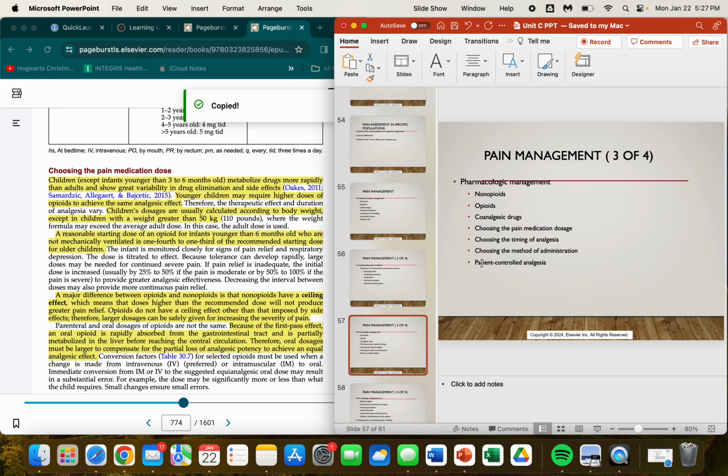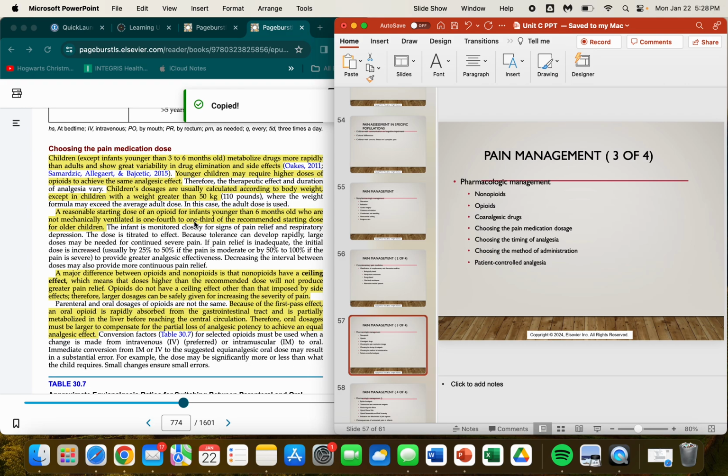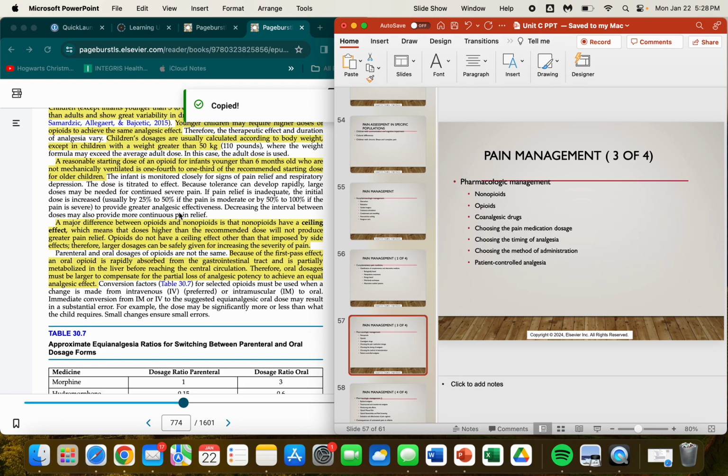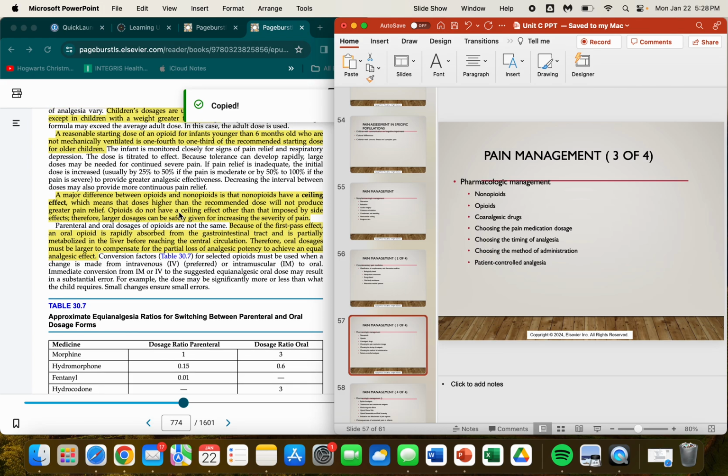Your slides and book talk a little about choosing the appropriate dose. Children, except for infants younger than 3 to 6 months, metabolize drugs more rapidly than adults, and they show more variability in elimination. Younger children may require higher doses of opioids to achieve the same effect. Children's dosages are done by weight, except for those greater than 50 kilograms, who are usually treated like an adult dose. A reasonable dose of an opioid for an infant younger than 6 months who is not mechanically ventilated is 1/4 to 1/3 the recommended starting dose.